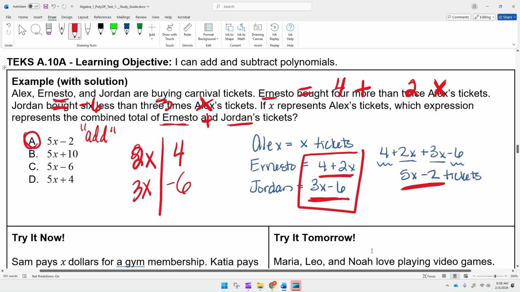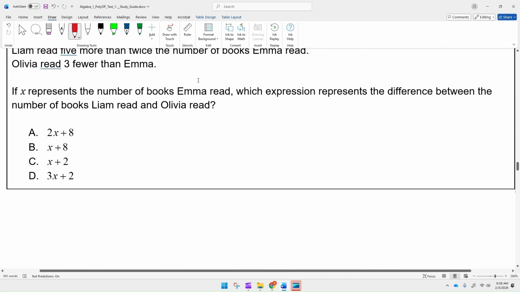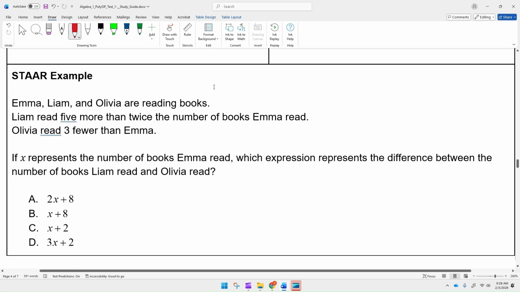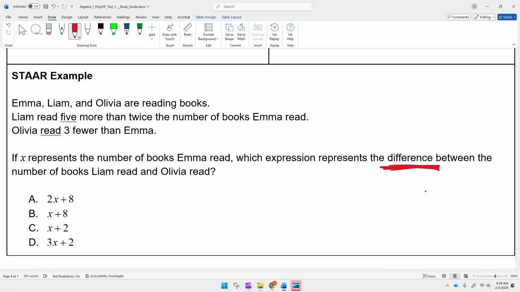All right. I do just want to make one side comment. On this question here, on this star, it says difference between the 2 students. So that means we're going to subtract the one polynomial from the other polynomial. We'll go over that together, but I just wanted to say that for the sake of the video.